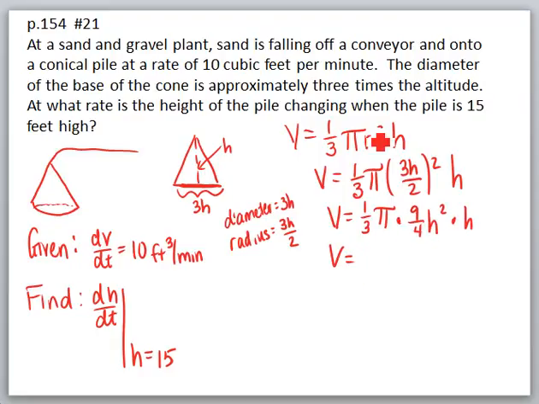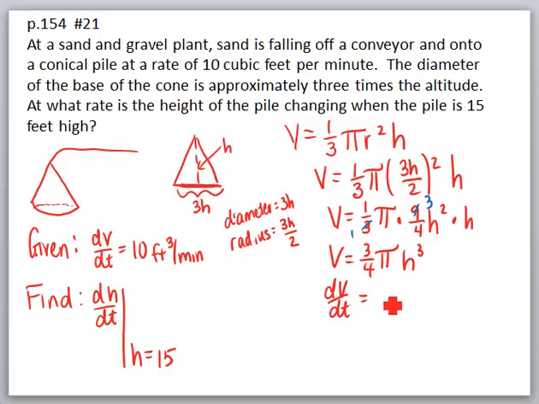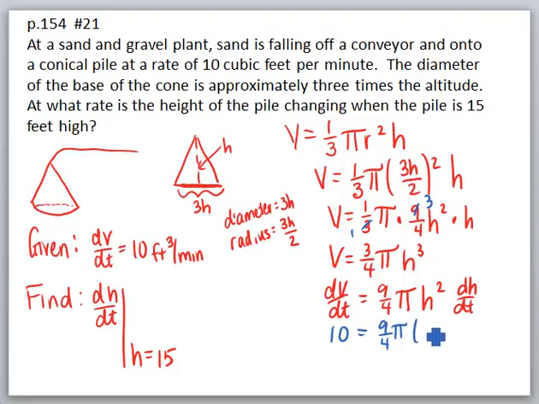Alright, well I can cross reduce right here, and this becomes 3/4. So I've got 3/4 pi h cubed. This is much easier to take the derivative of, so I have dV/dt. Bring this out in front, I have 9/4 pi h squared dh/dt. I'm supposed to be solving for dh/dt. I know that dV/dt is 10. I have 9/4 pi, and I'm plugging in 15 for my height.